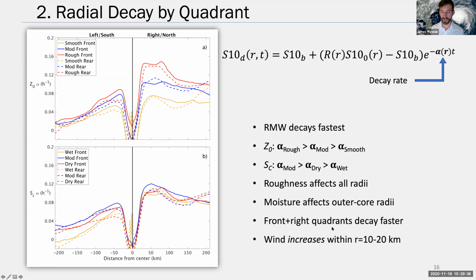Again, the front and the right quadrants decay faster just because they're starting out at a stronger speed. And interestingly enough, the wind actually increases within small radii, within the initial radius of maximum winds. And this is just because as the storm is making landfall, that high momentum air is being diffused inside of the radius of maximum winds due to that discontinuity in roughness length.